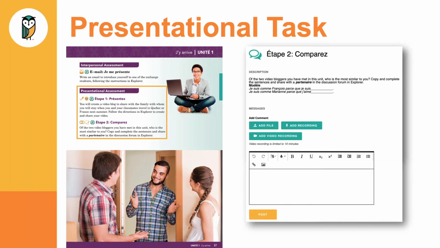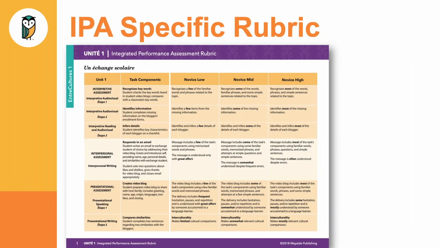Students also make cultural comparisons between themselves and the 2 exchange students, which they post in the online forum. Each J'y arrive IPA has a specific rubric to use in assessing and giving feedback. You can see that the tasks for all 3 modes of communication are included in this rubric.